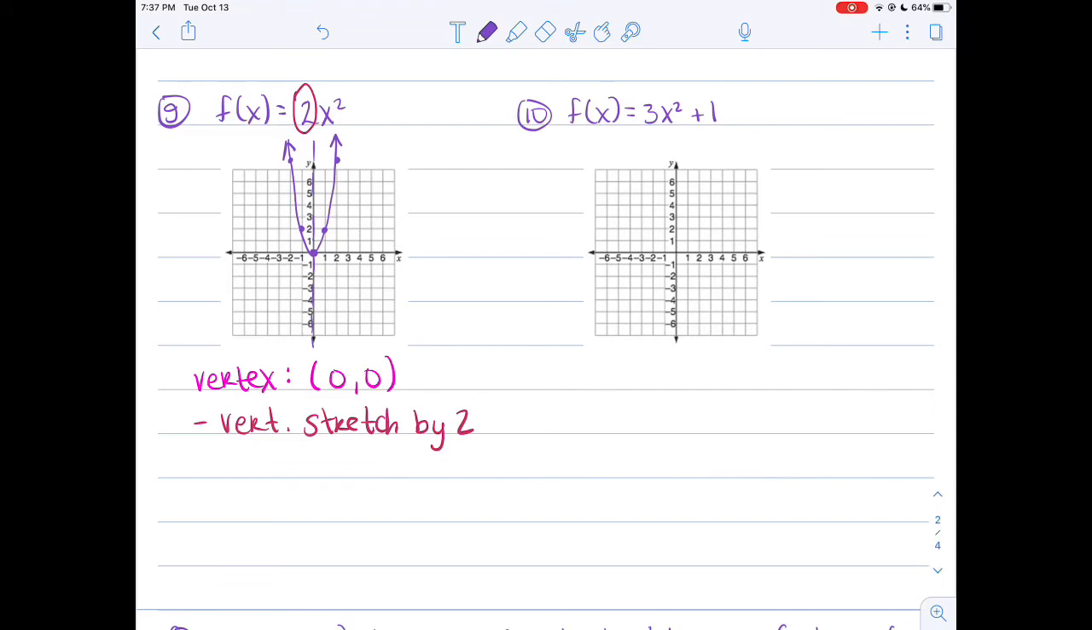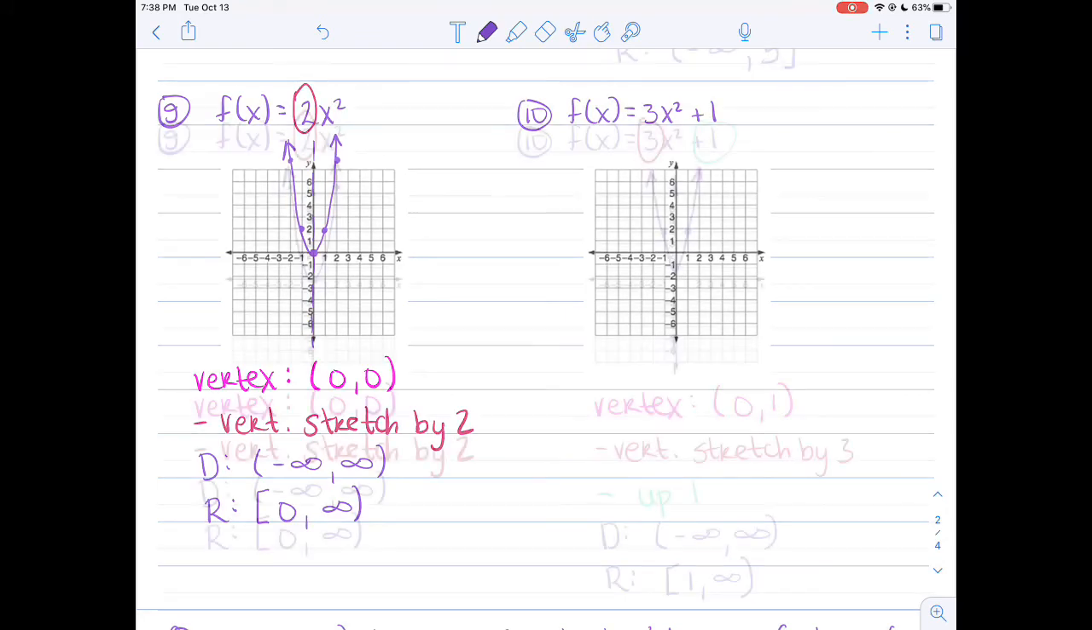All right, let's talk domain and range here. So domain is always going to be all real numbers, or negative infinity to positive infinity. Range in this case has not changed from what our parent function is because it starts at 0, and so then it goes to infinity. Go ahead and pause the video here and see if you can wrap up with problem number 10 and identify the graph, the vertex, what transformations have occurred, domain, and range. Then come back here to see how you did.